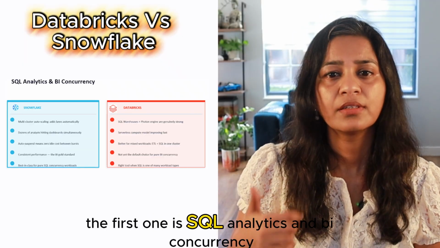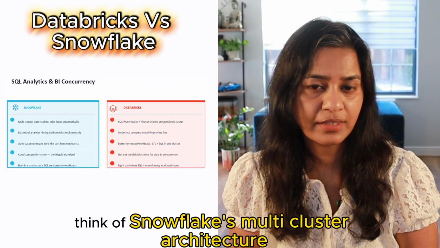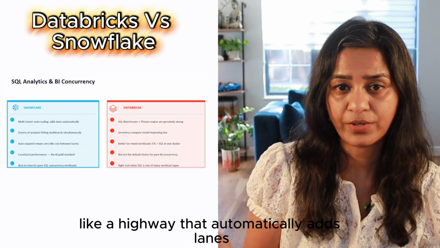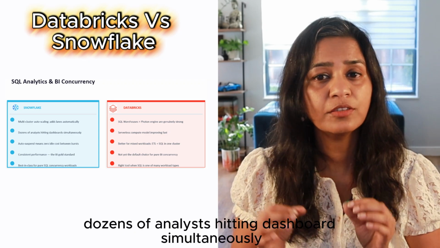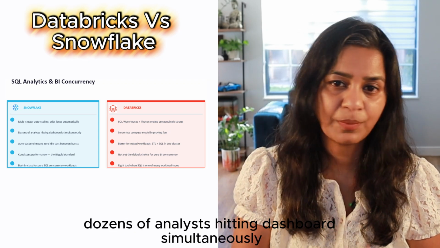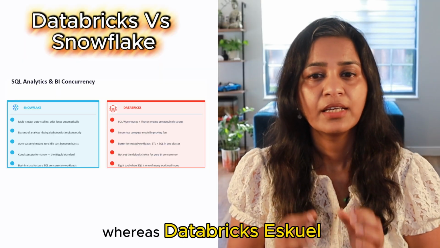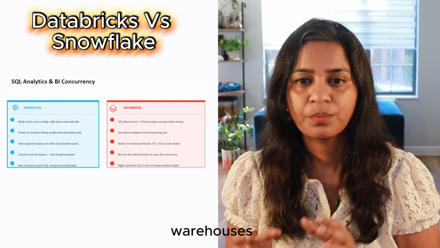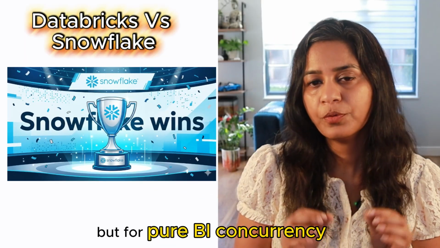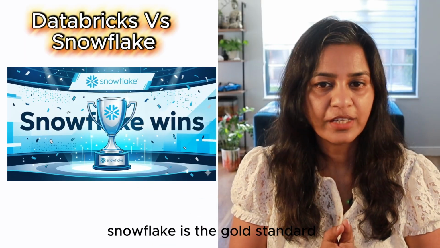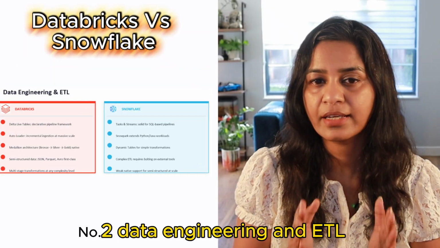The first one is SQL analytics and BI concurrency. Think of Snowflake's multi-cluster architecture like a highway that automatically adds lanes when traffic picks up. Dozens of analysts hitting dashboards simultaneously, it scales without breaking a sweat. Whereas Databricks SQL warehouses powered by Photon Engine are genuinely closing the gap, but for pure BI concurrency, Snowflake is the gold standard.